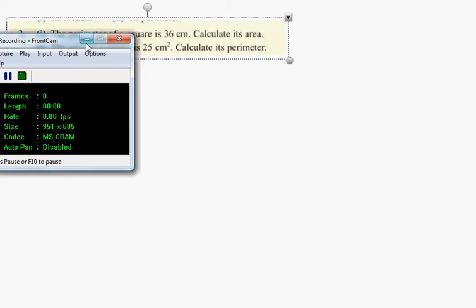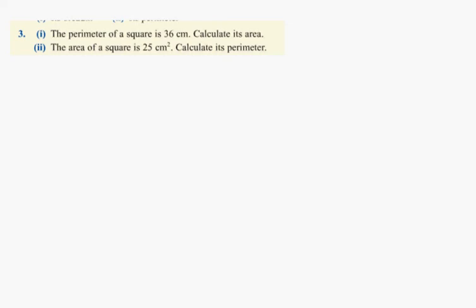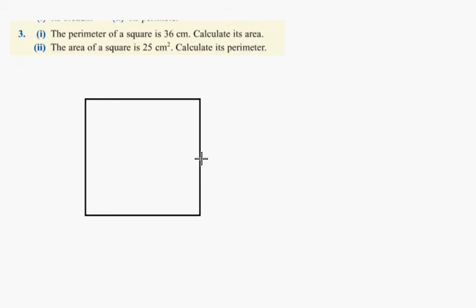We have is the perimeter of a square is 36. Can anybody tell me what you know about a square? What's guaranteed about a square? 4 equal sides. Okay, so what you're basically telling me is that that's x, that's x, that's x, and that's x. Okay.